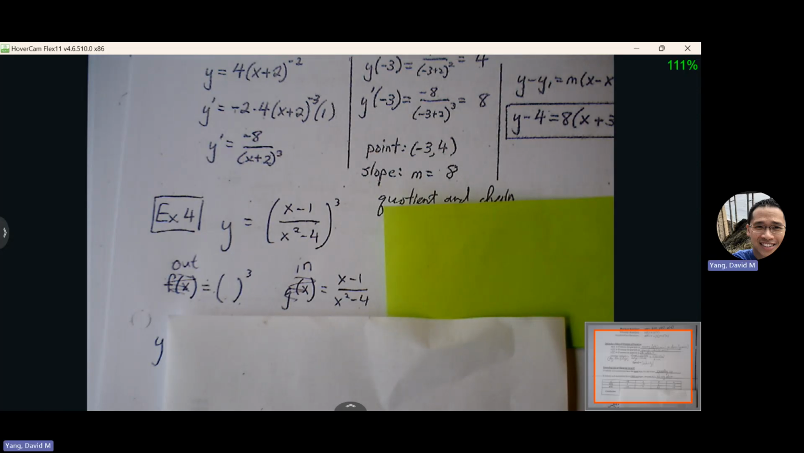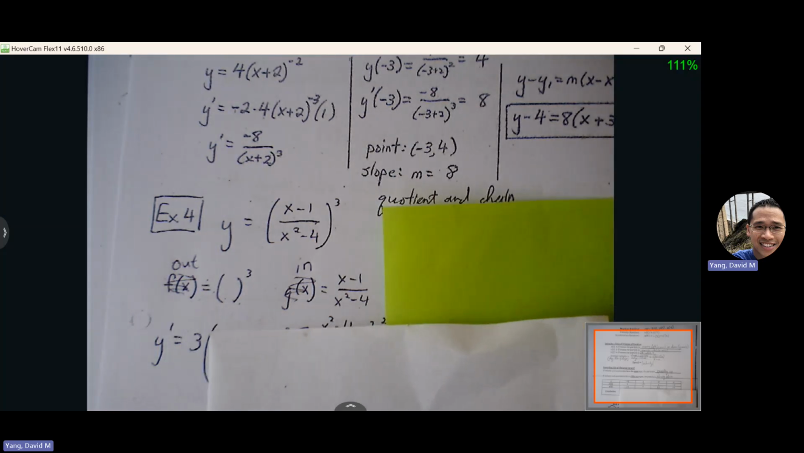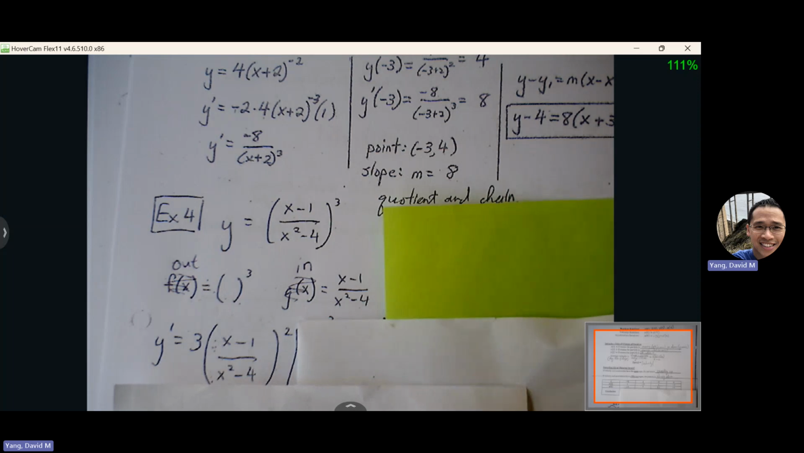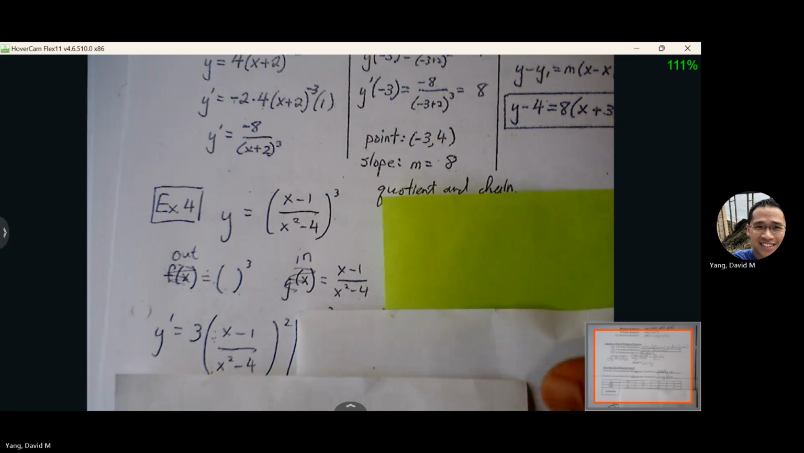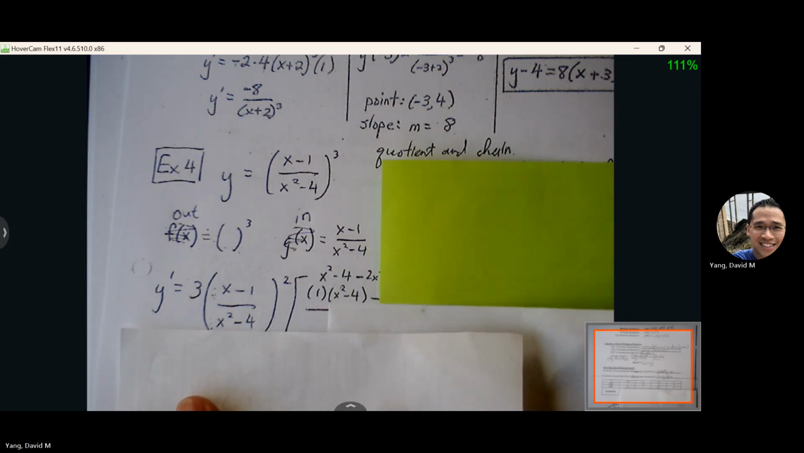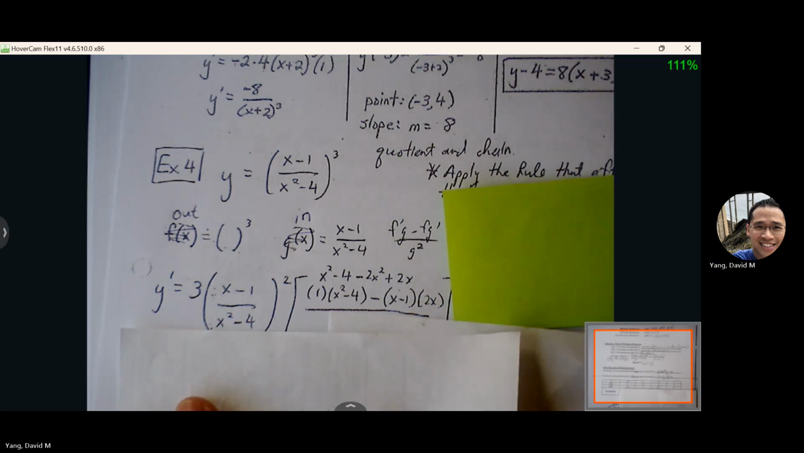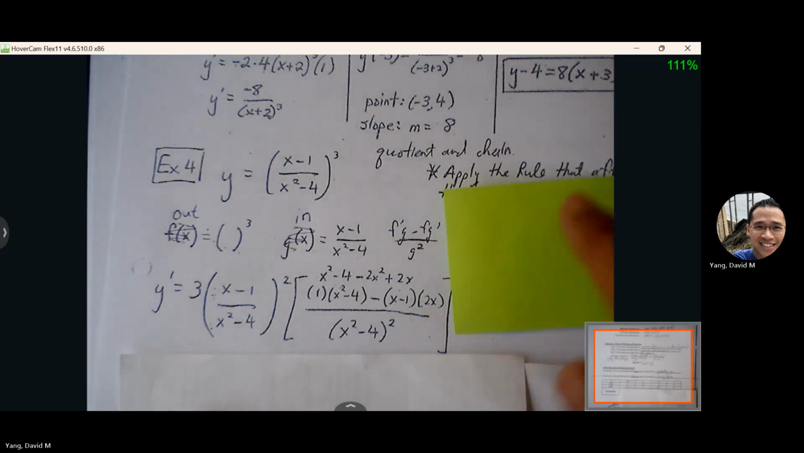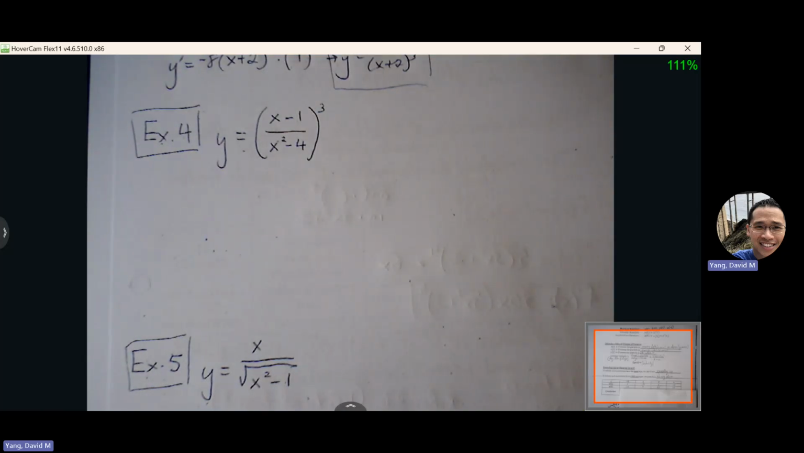So we start with our outside component. What's the outside derivative? 3. Yeah, 3 parentheses squared. And then once you get past that, then the inside is going to require what rule here? Quotient rule, yeah. So you're going to set up your f prime g minus fg prime all over g squared. Let me work it out in separate sheets so you can see all my steps here.